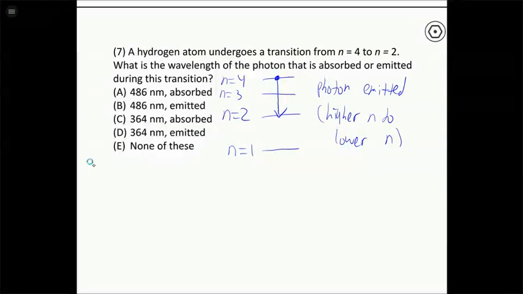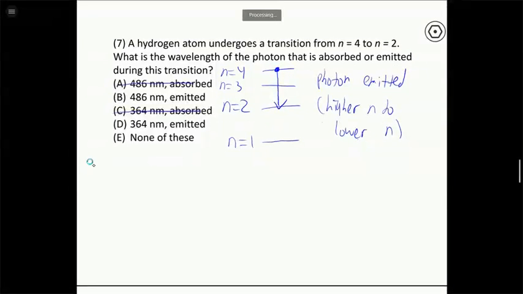So the first part of this question, we have to realize that the photon is emitted, so we can cross out a bunch of answer choices now because A and C say that the photon is absorbed. But if we're going from higher n to lower n, no matter what the value of the wavelength is, it must be a photon that's emitted anytime we're decreasing the energy level. All right, so now let's figure out what the actual wavelength is.